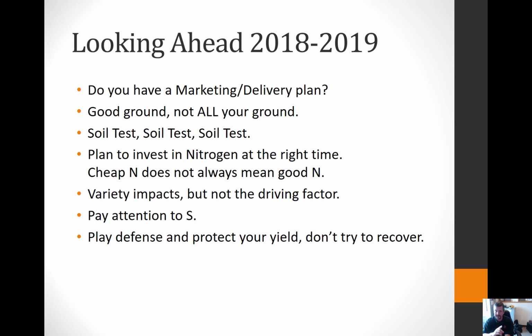Variety does have an impact, and we'll show you in a second, but it's not the driving factor, okay? It is not a driving factor. Pay attention to the sulfur. We don't know for a fact how it's going to play out. I'm hoping to get enough data on that, but pay attention to it.